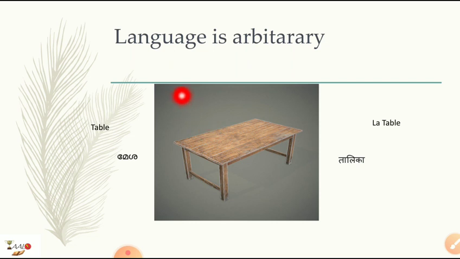So anything that is named by us is named in a random manner. Language is arbitrary. It is not the same everywhere. It changes with geographical location, and it has got variations. So the same thing, table in English, is called mesha in Malayalam, la table in French. La means the table. And in Hindi it is called talika.